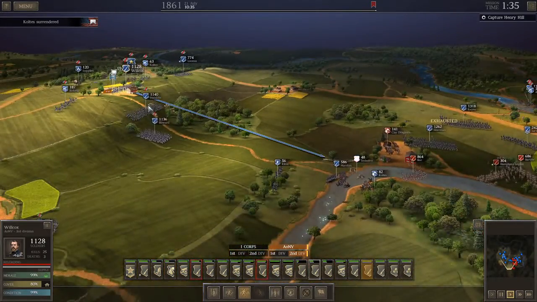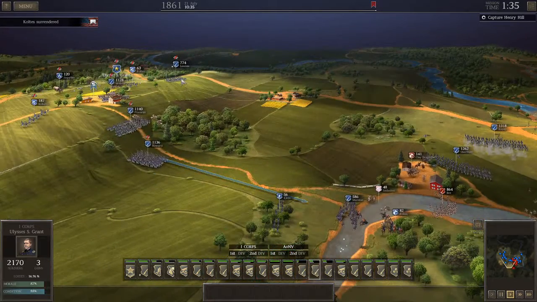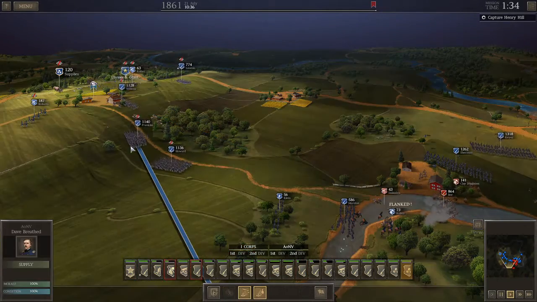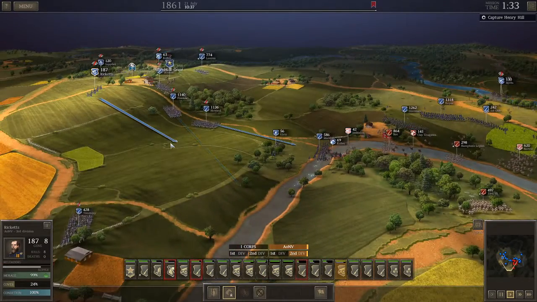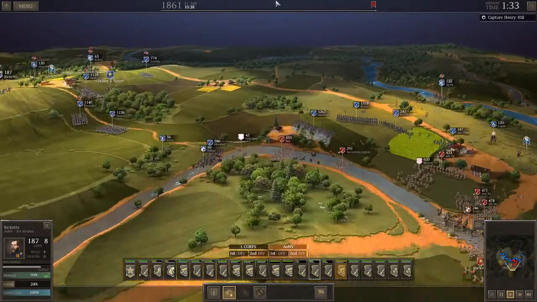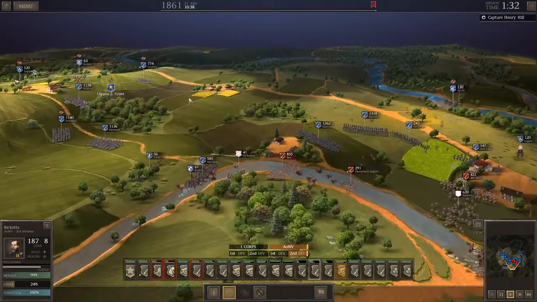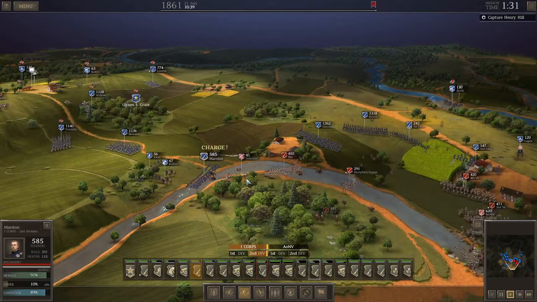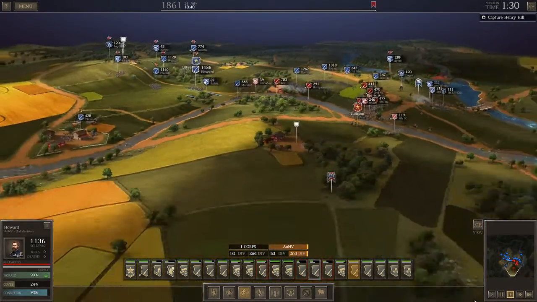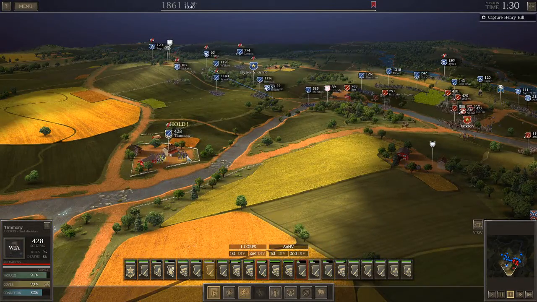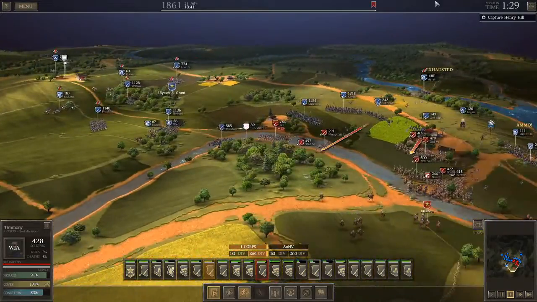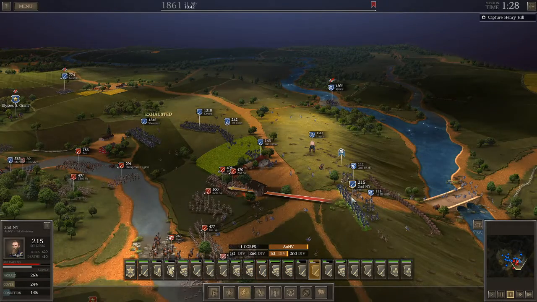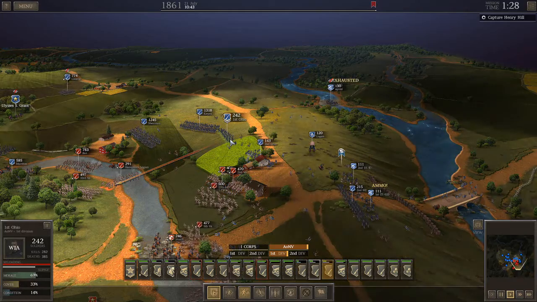Come on, boys, you can do it. You can whoop them. They just have to push a little bit harder, and we can whoop them. Okay, now this side can hold. I'm just trying to make sure that they can't cross the river anymore. These guys got their ammo.